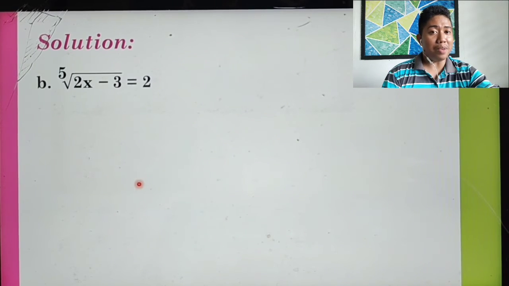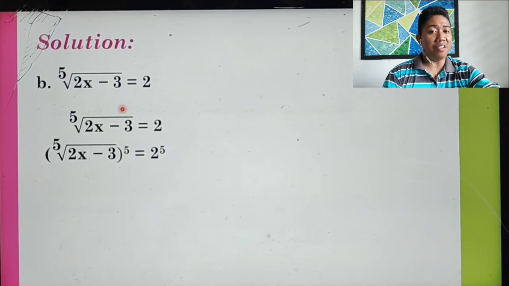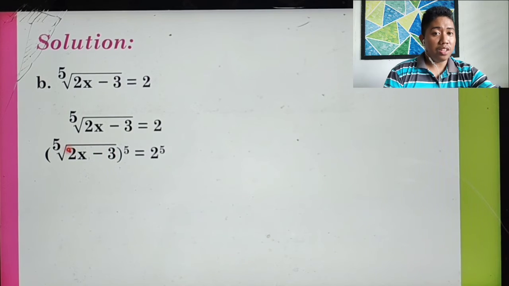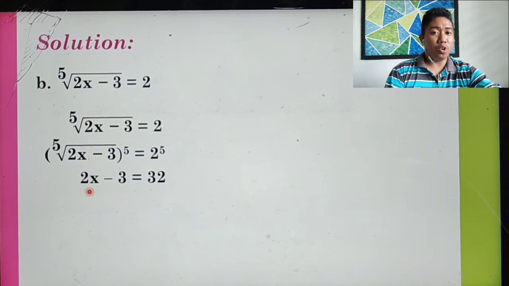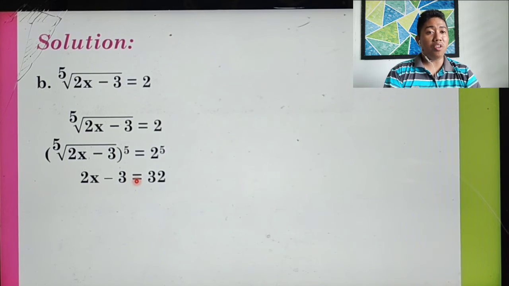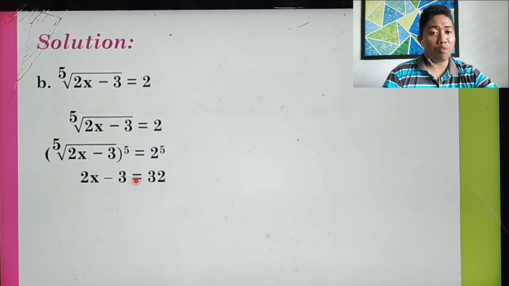Okay, let's move on to letter B. The fifth root of 2x minus 3 is equal to 2. This is done in the same manner. We get the perfect fifth power on both sides of the equation. So the fifth root of 2x minus 3 raised to the power of 5 is equal to 2 to the fifth power. Okay? And then we eliminate the exponents. So the remaining is 2x minus 3 is equal to 32. 2 to the fifth power is 2 times 2 times 2 times 2 times 2, so there are only five 2's. We get the product, which is 32.